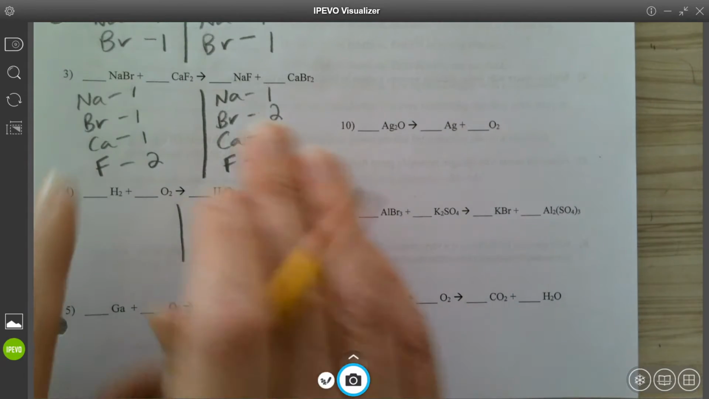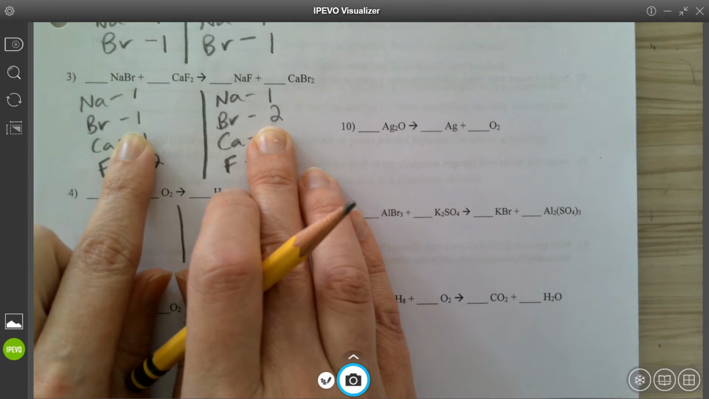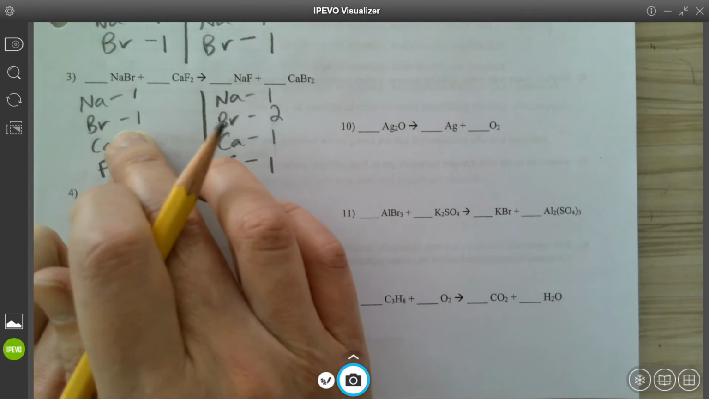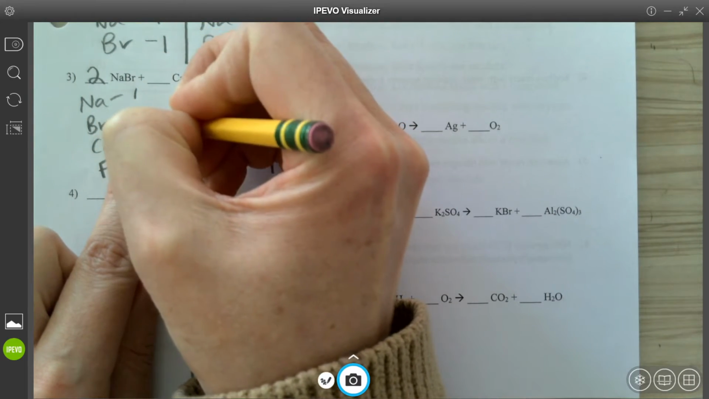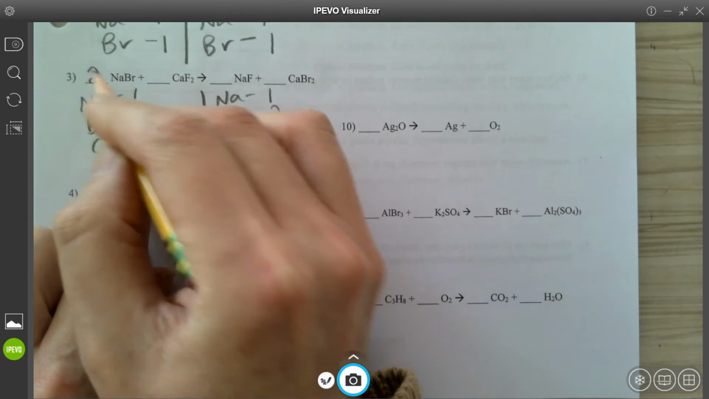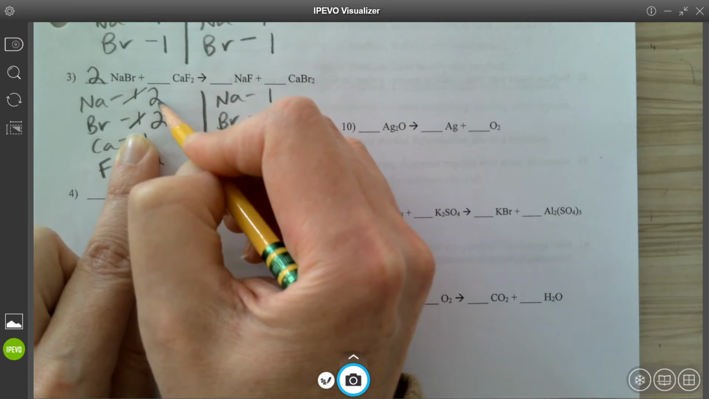So for number 3, the Na's are balanced, the Br's are not, so I go to the side that has the least, and I put something out front. So by putting a 2 here, that'll knock my Br's up to 2, but that also affects the Na's.